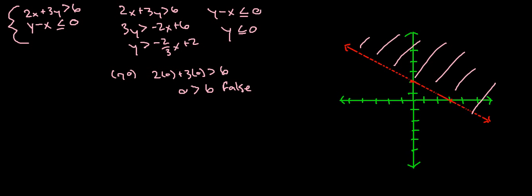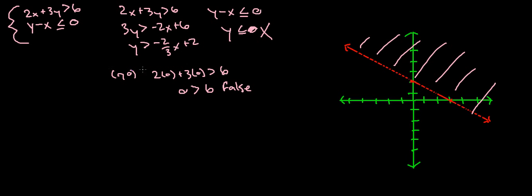But this is a system of linear equations, so I need to graph the other one. Y is greater than x. That's an easy one. The y-intercept is 0, and the x-intercept is 0, so that won't help me.